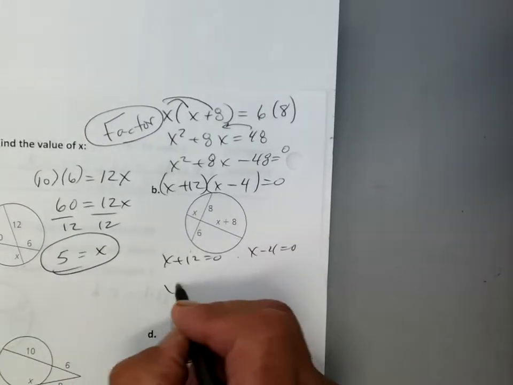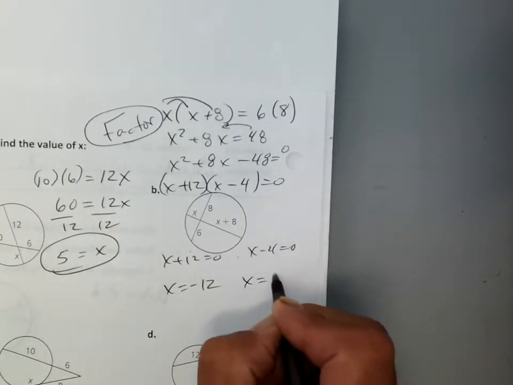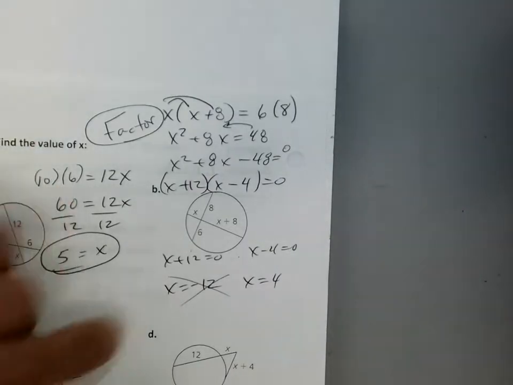Minus 12, one answer is negative 12. Nope, can't be. Hold on just a second, I'll tell you why, and x equals 4. It cannot be negative 12, because we're talking about lengths, and you can't have a negative length. You guys agree? Negative 12 inches doesn't make any sense, so you throw that one out. So then, x equals 4, okay?